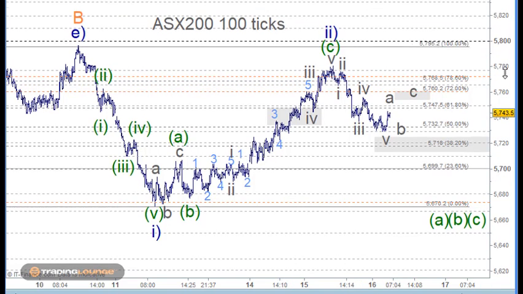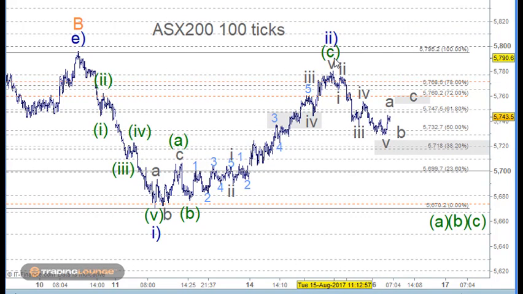But as a wave 2 here, it can still be in place as long as it doesn't take out the previous high. So we can still have this as 5 waves down for wave 1, and then an A, a B and a C for wave 2. But this does look like an impulse wave to the upside, so I am concerned about that.